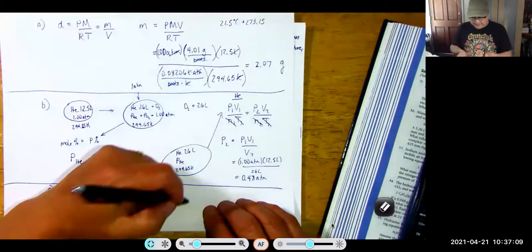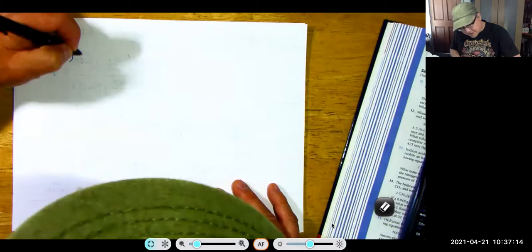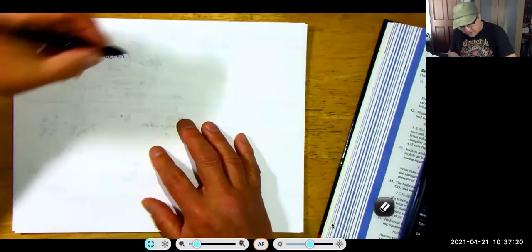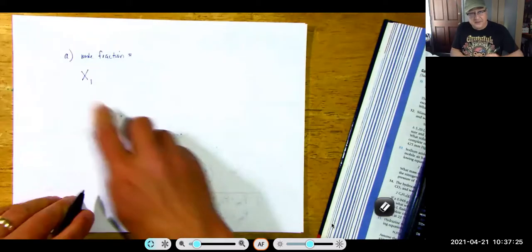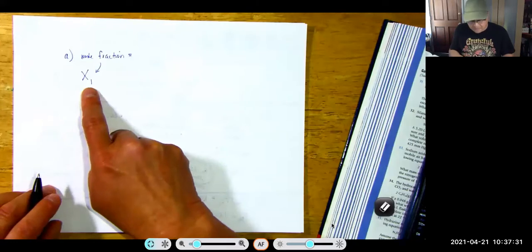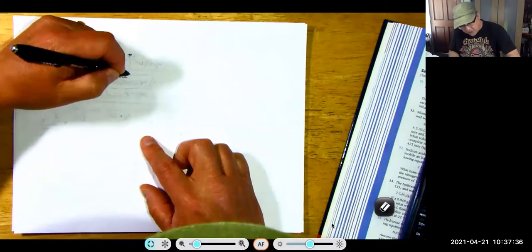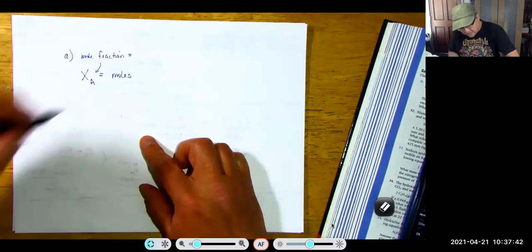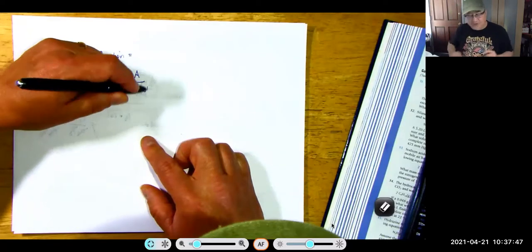So for D, mole fraction. Here's how you calculate the mole fraction. It's going to be equal to, so the mole fraction of gas 1, we use the letter X and 1. Okay. It's going to be the moles of, I'm going to call this A instead. It's the moles of A over the moles total. That's the mole fraction.